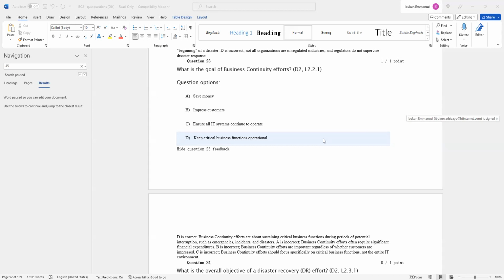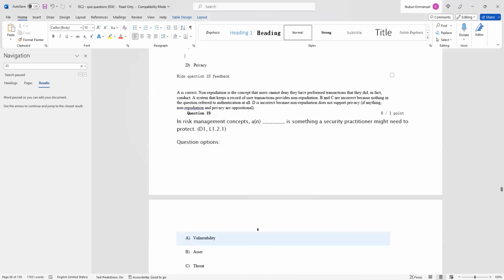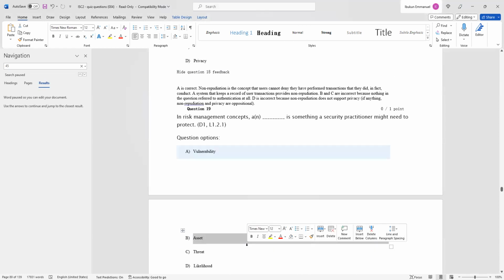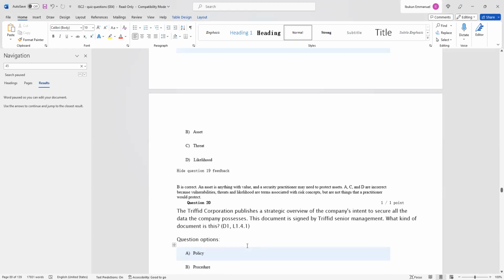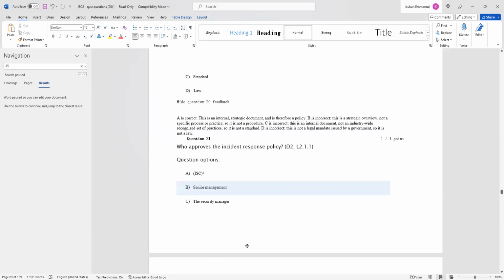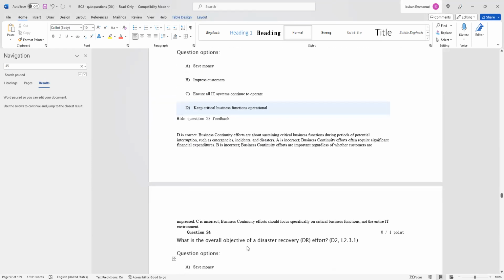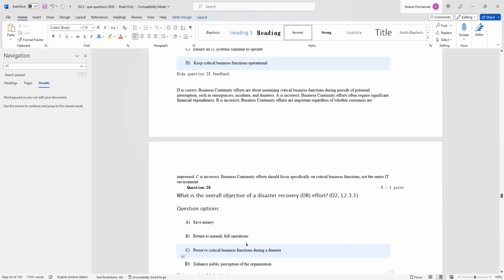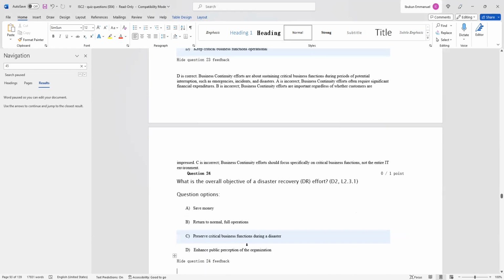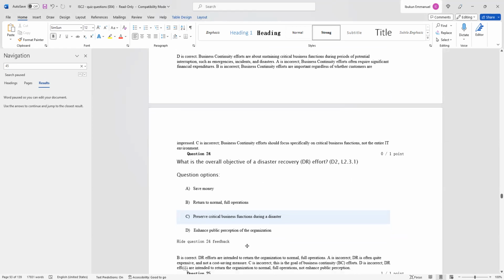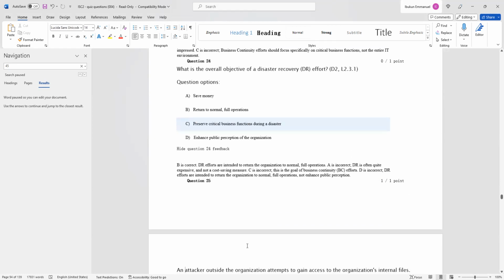Whereas IT disaster recovery, let's take a look. What is the overall objective of an IT disaster recovery? That's the next question, I believe. Let's go down. Okay. Overall goal: preserve critical business functions, return to normal, full operations, save money, enhance public perception of the organization. It's usually to return the organization to normal full operations.